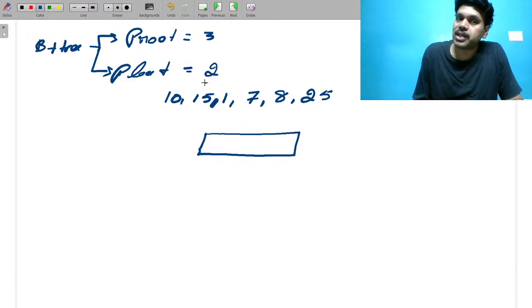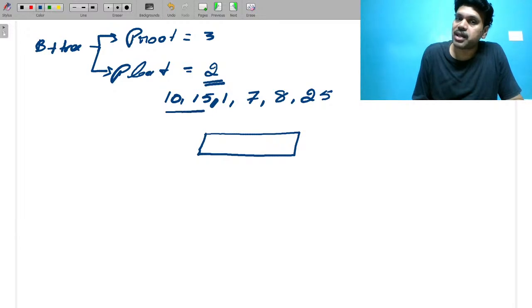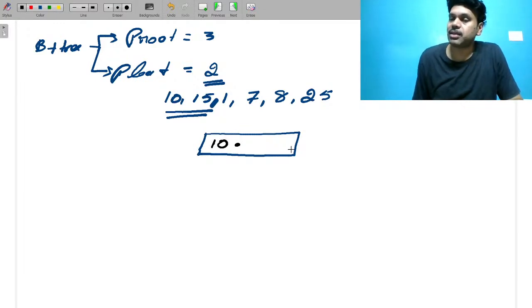Now, with P leaf, I can insert two keys. What are the two keys I can insert? 10 and 15. And every key is going to maintain a record pointer: 10 dot, 15 dot. So two keys are inserted first.